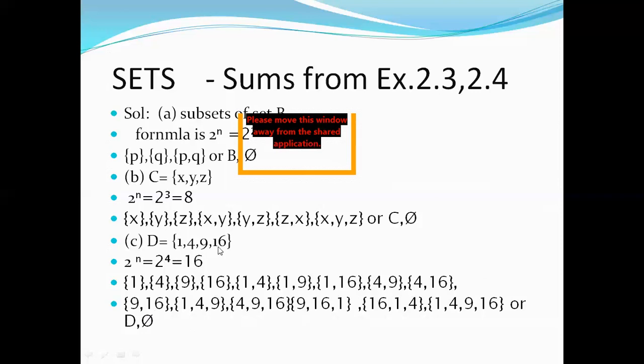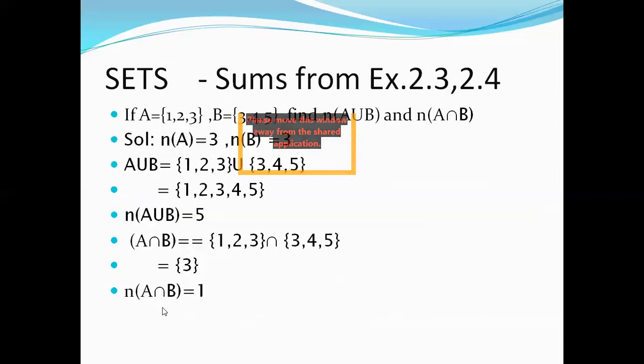D is equal to {1, 4, 9, 16}. So in this way, you have to find the subsets of the given set. Now, another very important concept, which is sometimes given even in the exam. A is equal to {1, 2, 3}, B is equal to {3, 4, 5}, then find n of A union B, which means the cardinal number of A union B, and n of A intersection B, that means the cardinal number of A intersection B.